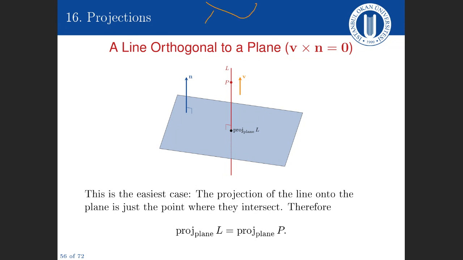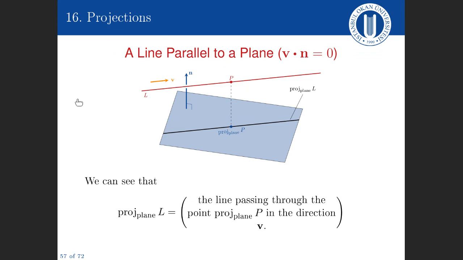Suppose we have the sun straight up here, and we're looking for the shadow of the line. The shadow of the line would just be this black point. The projection of this line L onto the plane would just be the same as the projection of any point P on the line onto the plane. And we know how to project a point onto a plane already.